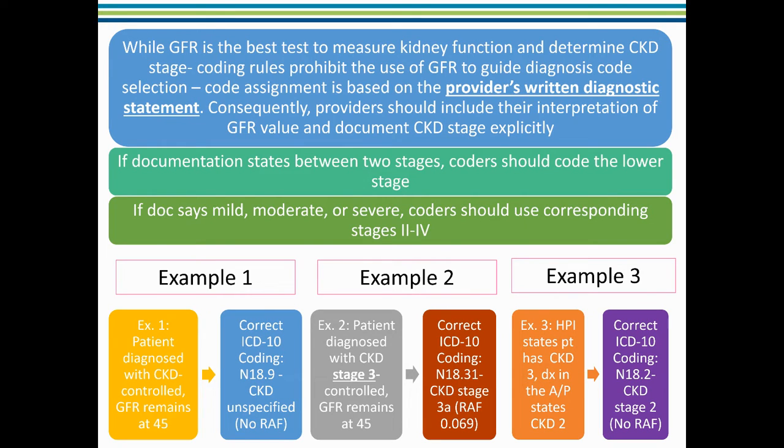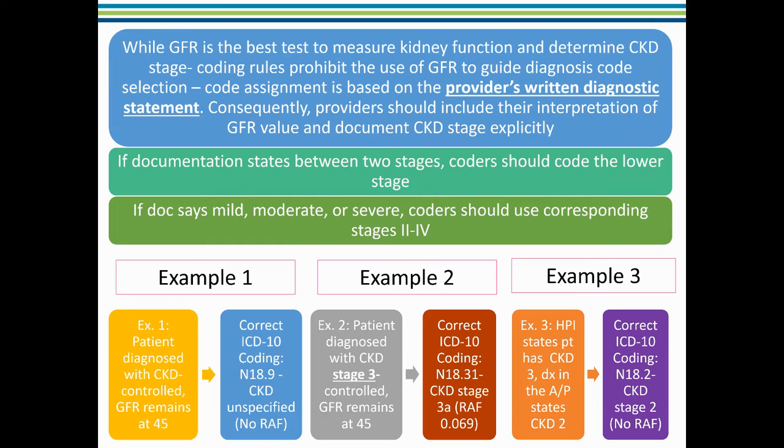I did provide a few examples at the bottom of this slide showing how the above mentioned coder guidelines can have an effect. In example 1, the patient was diagnosed with CKD controlled with the GFR remaining at 45. Since coders cannot interpret that GFR value, we have to completely disregard it, making the correct diagnosis code for CKD there N18.9. That, of course, has no RAF value, whereas the CKD stage 3, if the GFR was interpreted, would have that RAF value.